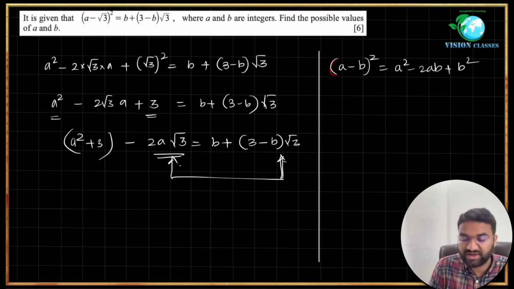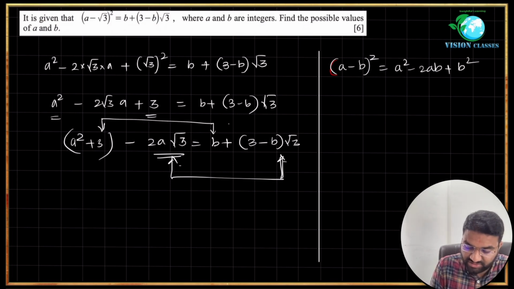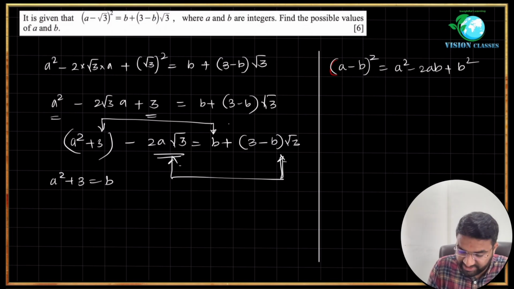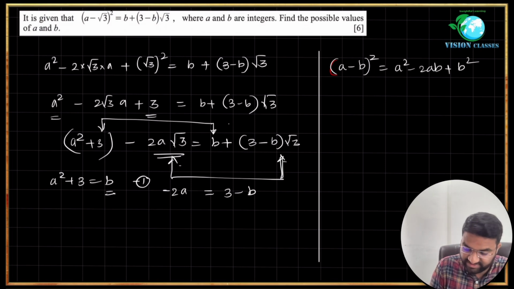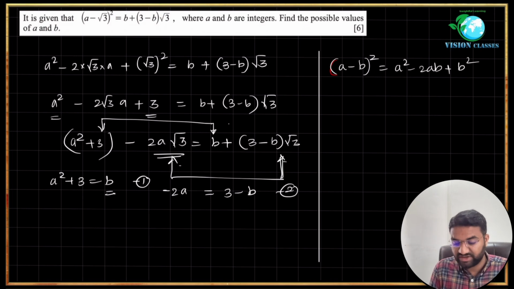You have a root 3 part on the left hand side and on the right hand side. You can compare them. Without the root 3 part, the rational part, it's just b on the right hand side, and on the left hand side it's a squared plus 3. So you can compare them: a squared plus 3 is equal to b. And for the root 3 parts, negative 2a is equal to 3 minus b. So equation 1 says that a squared plus 3 is equal to b, and equation 2 says that minus 2a is equal to 3 minus b.